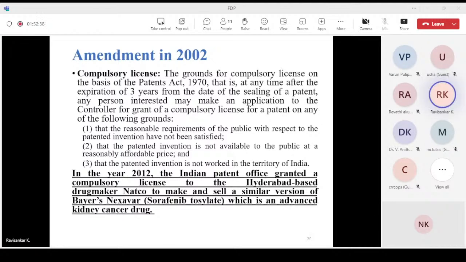In the year 2012, the Indian Patent Office granted a compulsory license to Hyderabad-based Natco Pharma to make and sell a similar version of Bayer's Nexavar, which contains the active ingredient sorafenib tosylate, and this is used as an advanced kidney cancer drug. So far, this is the only compulsory license granted in India, and after this, no other compulsory license has been granted. People have applied for compulsory licenses, but they were not granted.